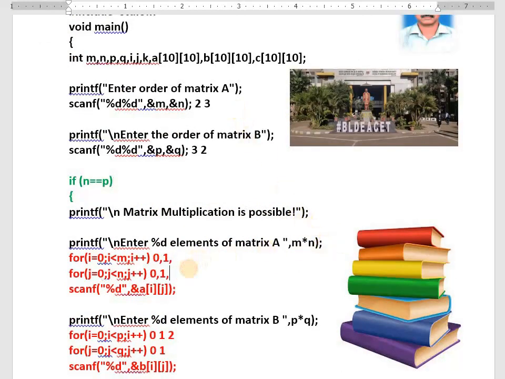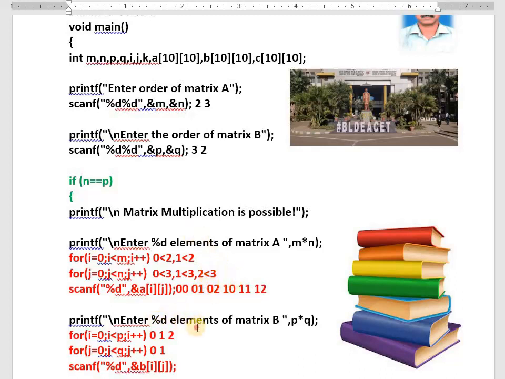Where will the 6 values be stored? Already I explained you many times in my previous classes. Outer loop m times: 0 less than 2, 1 less than 2. Inner loop: 0 less than 3, 1 less than 3, 2 less than 3. Like this it works. First 0 0, 0 1, 0 2. Next 1 0, 1 1, 1 2. Like this the values for A are stored.